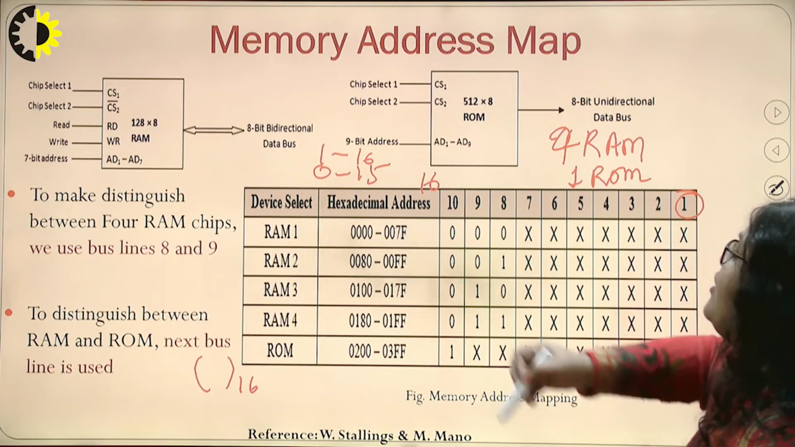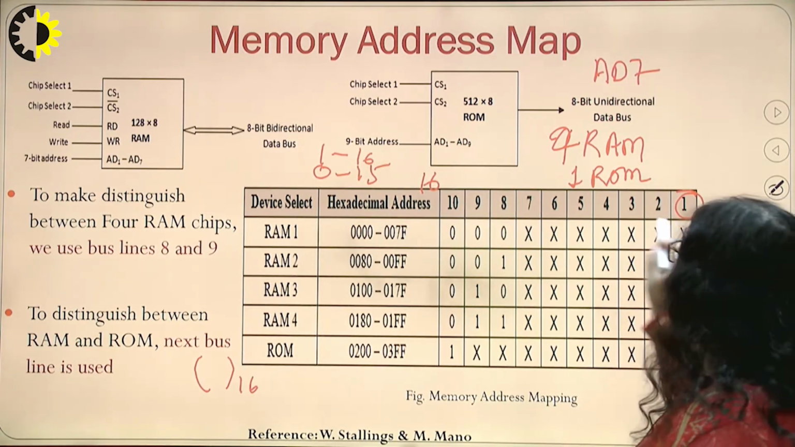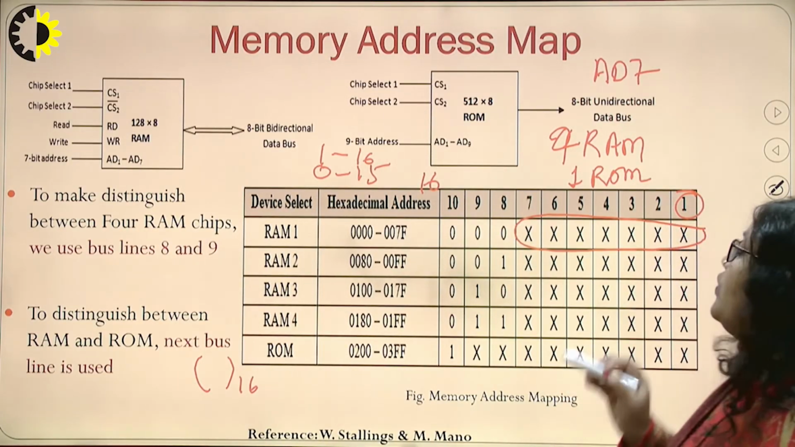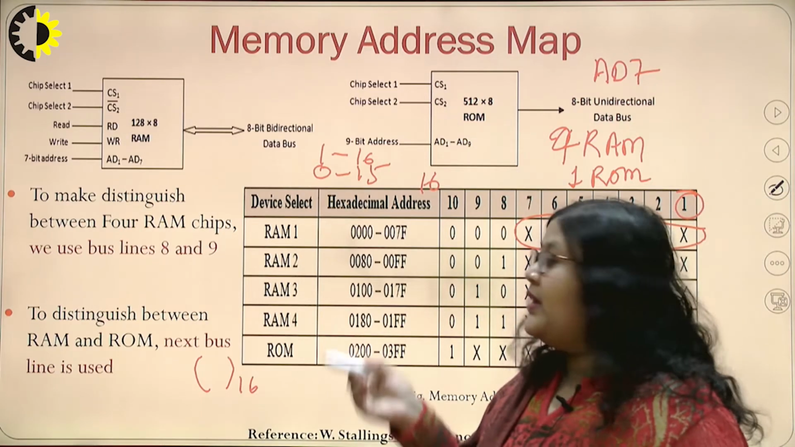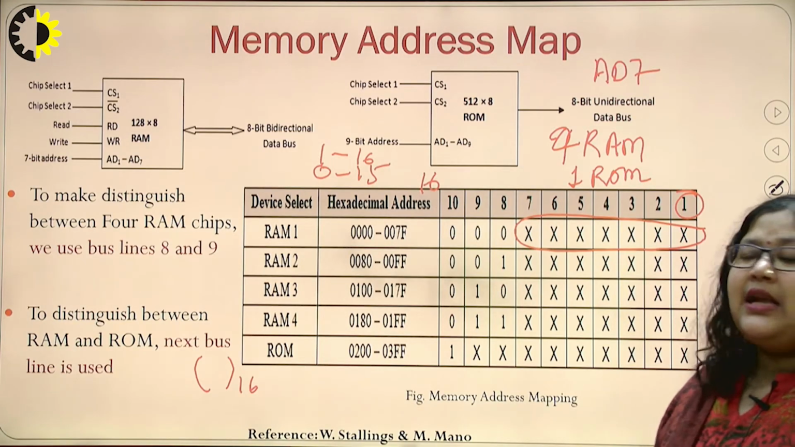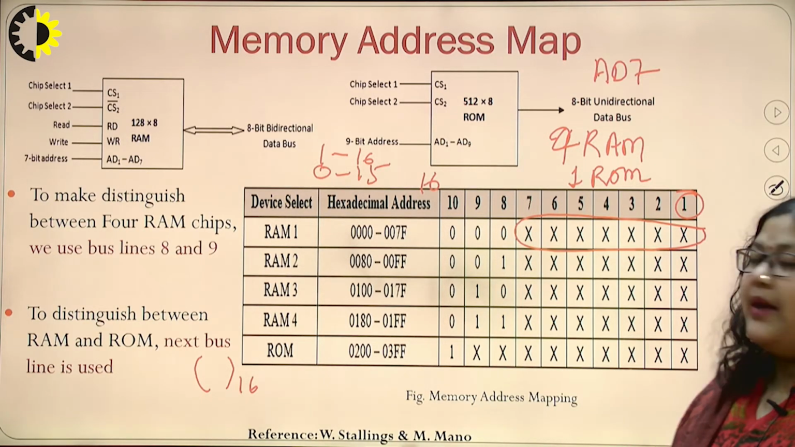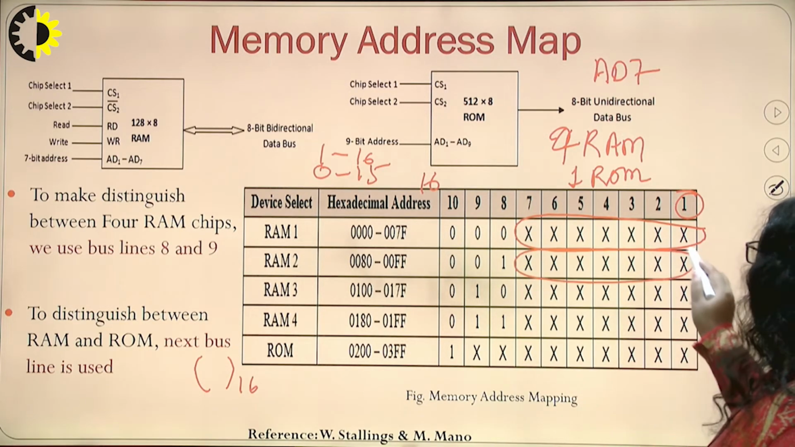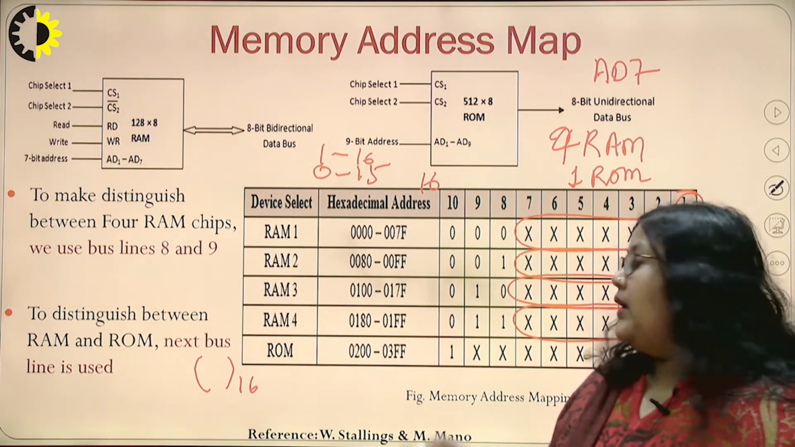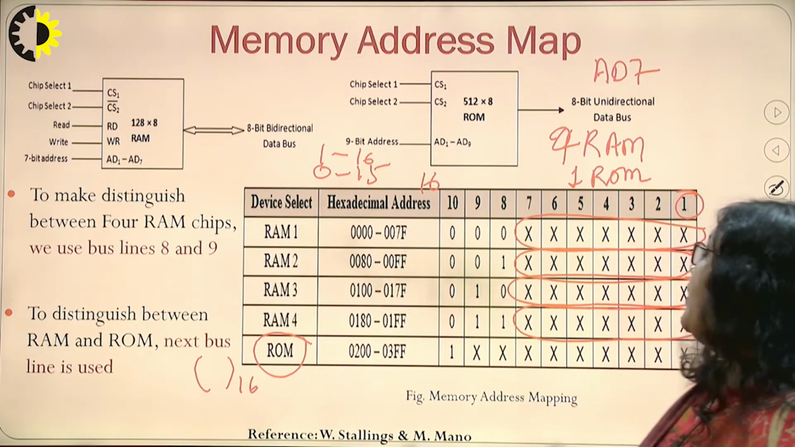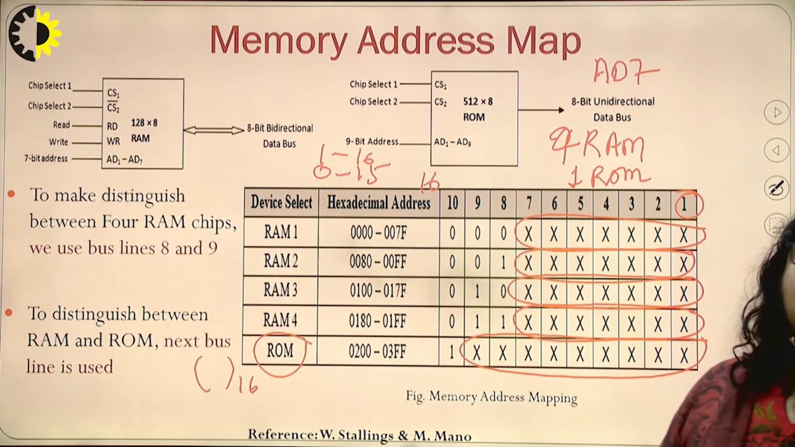Because the size of RAM is 128 x 8, we require address lines AD7. So basically 7 bits are used for the RAM, either RAM 1, RAM 2, RAM 3 or RAM 4, because we require 4 RAMs. This cross shows the predefined addresses of RAM, that is 7, starting from 1 to 7. So 7 address bits are used for each RAM. But in the construction of ROM, how many address lines are used? Because the size of ROM is 512, obviously we require 9 address bits. So 9 address bits are used for the ROM construction.